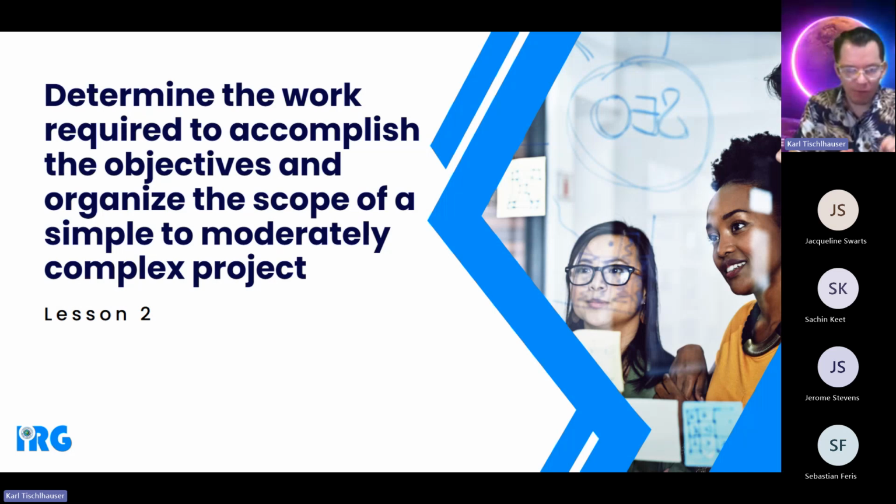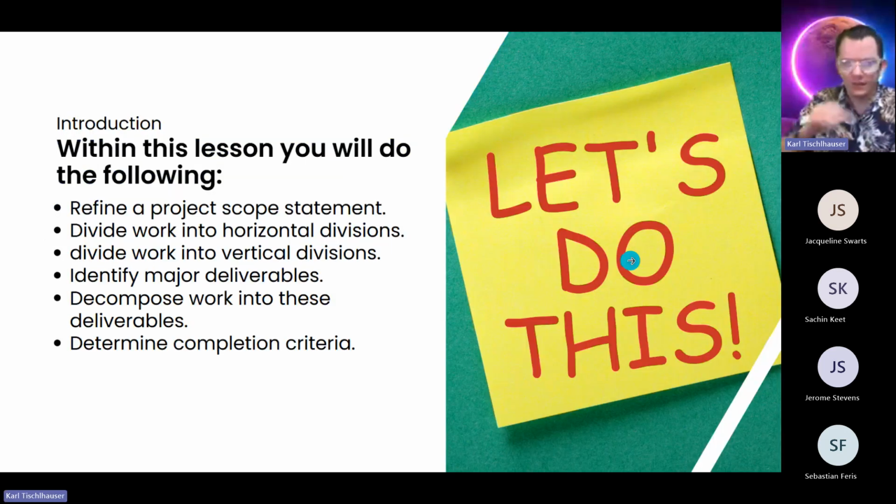But that's what we're going to be doing today: we're going to determine the work required to accomplish objectives and organize the scope of a simple to moderately complex project. The key thing about the work breakdown structure is that we are breaking down bigger tasks so that we can see exactly what work is required to complete those tasks, to meet those objectives.